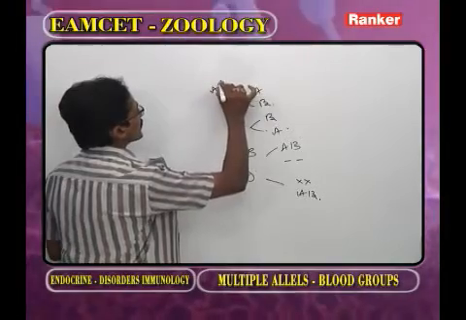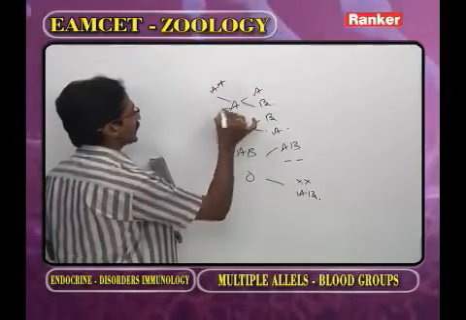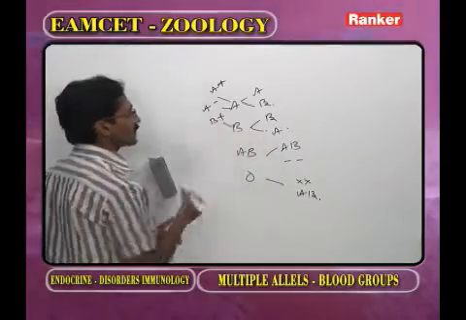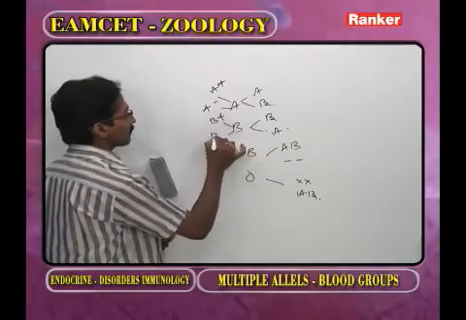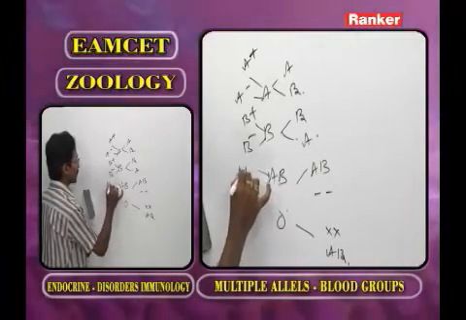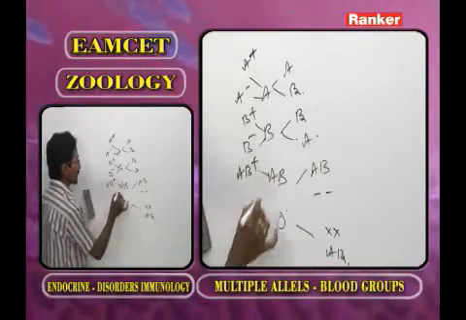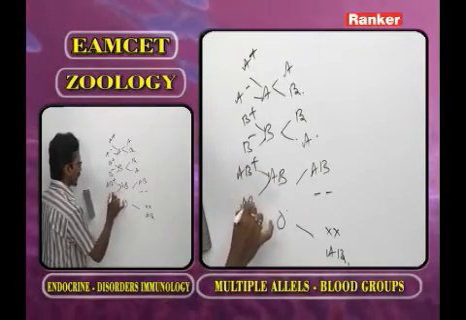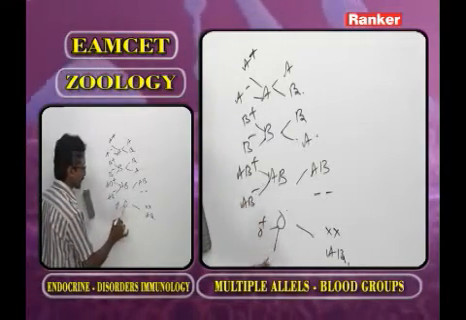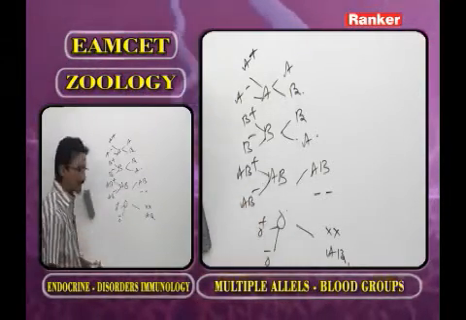A positive means what is present? Rh antigen. A negative means no Rh antigen. B positive means Rh antigen present. B negative, Rh antigen absent. AB positive, that means Rh antigen present. AB negative, no Rh antigen. O positive, Rh antigen present. O negative, Rh antigen absent.